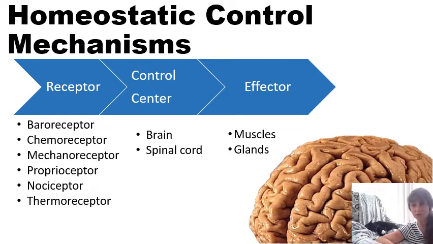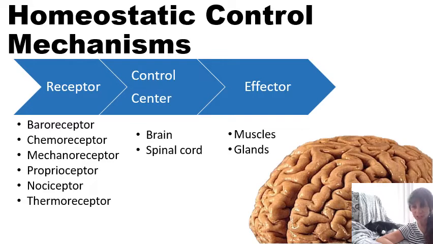Baroreceptors are responsible for detecting changes in pressure. Chemoreceptors are responsible for detecting chemical changes. Mechanoreceptors detect mechanical changes. Proprioceptors detect changes in body position. Nociceptors detect changes when there is tissue damage due to the chemicals released by those damaged cells. Thermoreceptors detect changes in temperature.